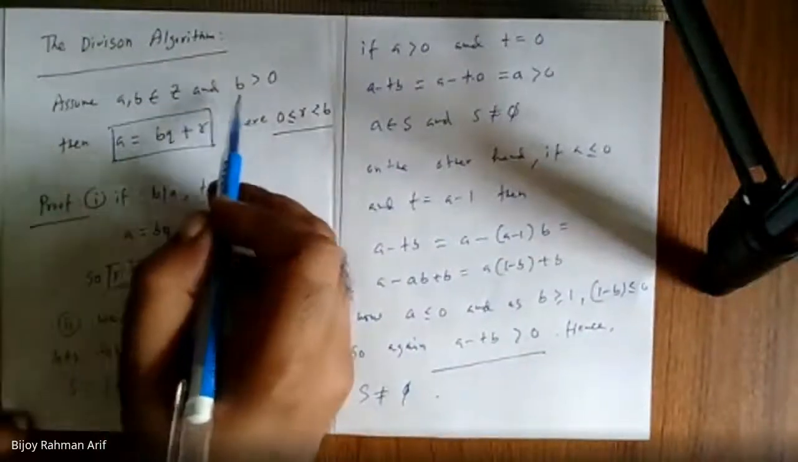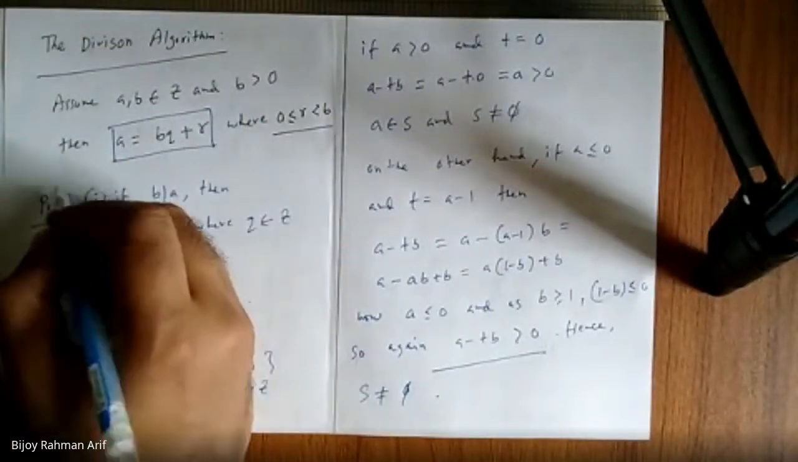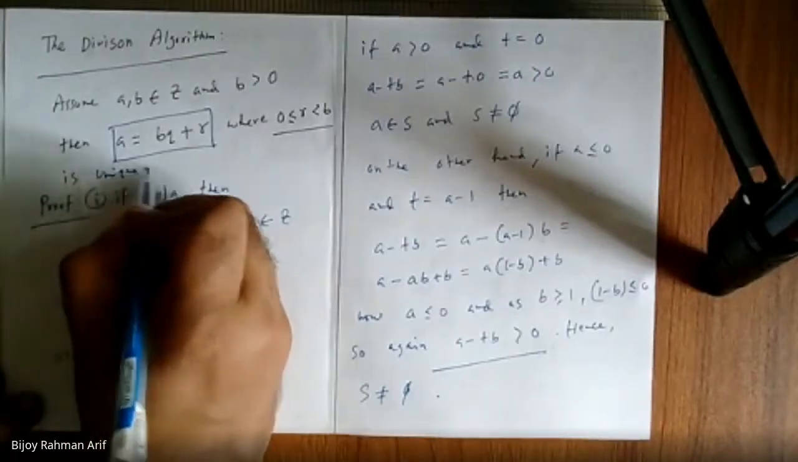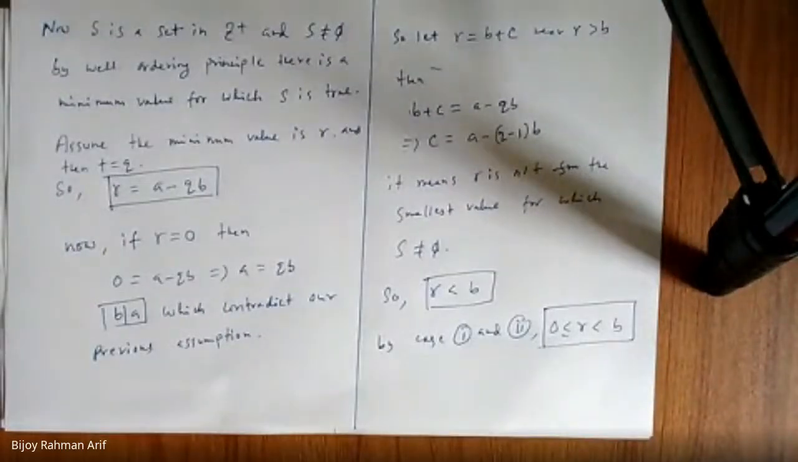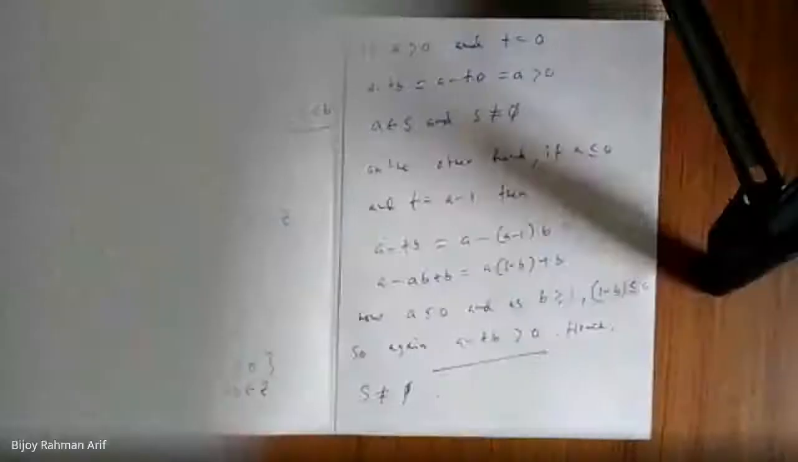Now let's go further. Assume A, B belong to Z and B greater than 0, then Q and R are unique. We are trying to prove this one is unique. So how can we prove this one is unique? We'll go much further. How can you do that? We can do this. See.